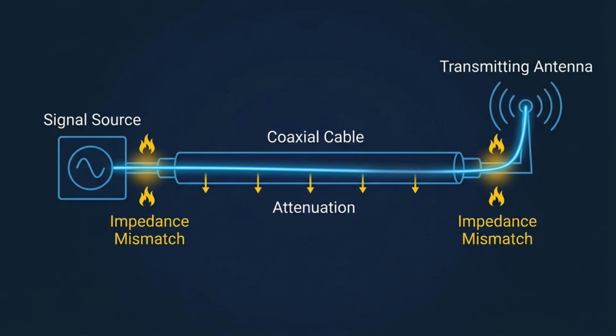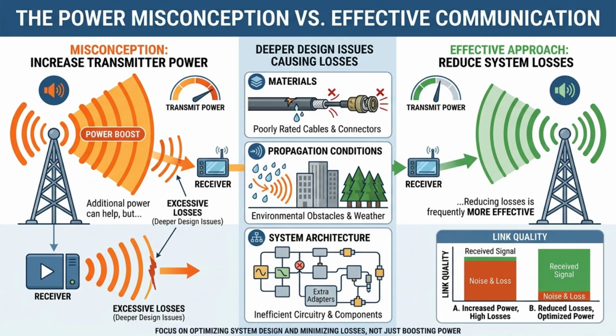Loss mechanisms explain why real RF systems never achieve perfect efficiency. Every practical communication link loses some energy, and understanding those losses allows engineers to design systems that remain reliable despite these limitations. A common misconception is that increasing transmitter power can solve every communication problem. While additional power can help, excessive losses often indicate deeper design issues involving materials, propagation conditions, or system architecture. Reducing losses is frequently more effective than simply increasing power.